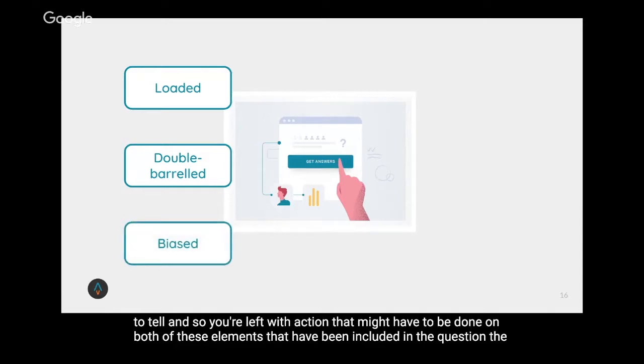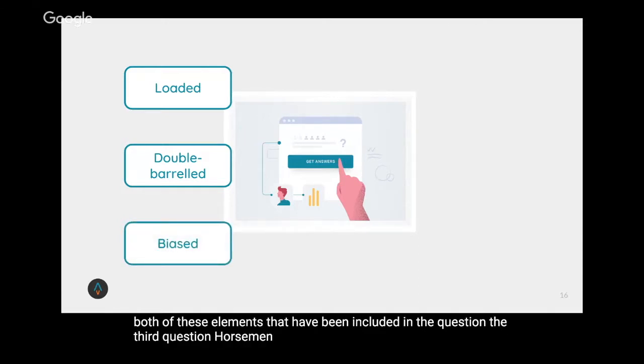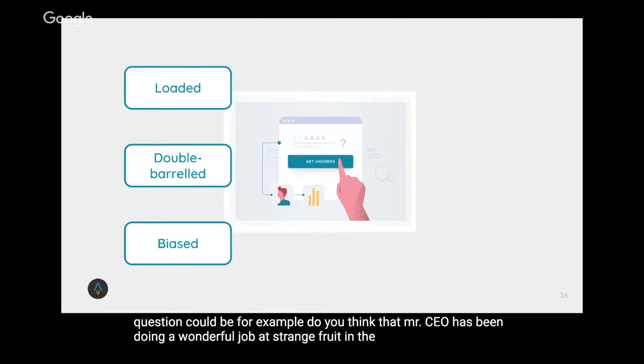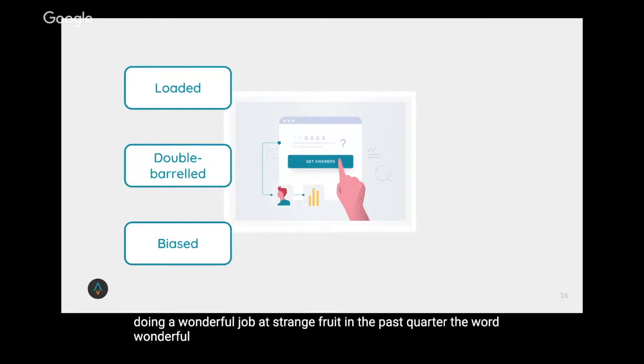The third question horseman to avoid is the biased question. So this question could be, for example, do you think that Mr. CEO has been doing a wonderful job at Strange Fruit in the past quarter? The word wonderful connotes that Mr. CEO has indeed done a wonderful job and positively primes the response of the respondent.